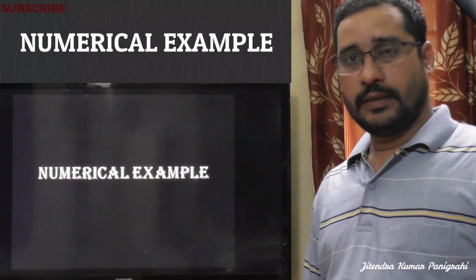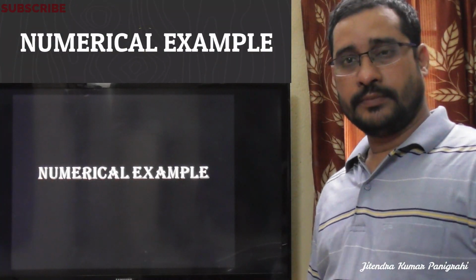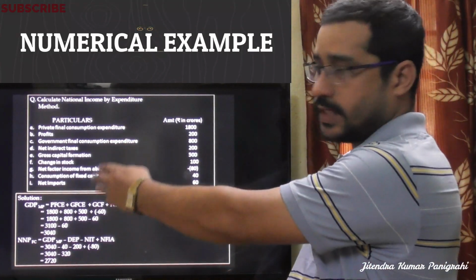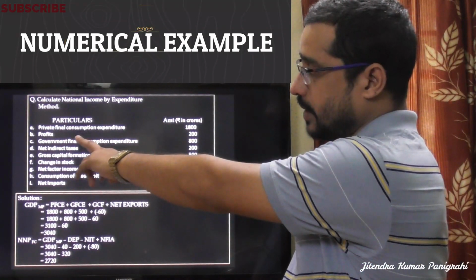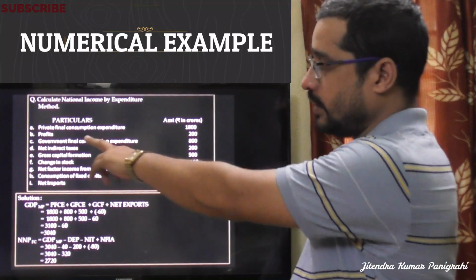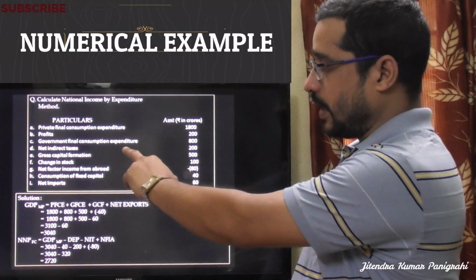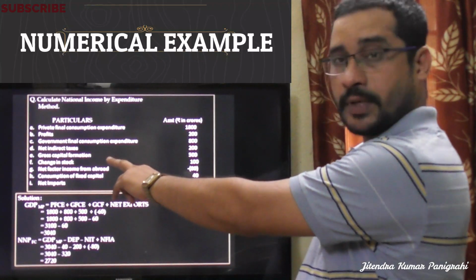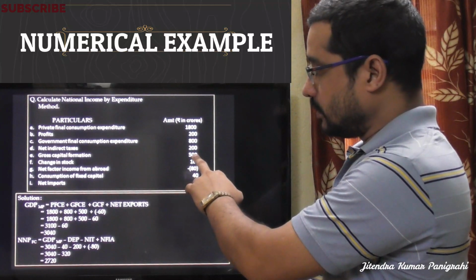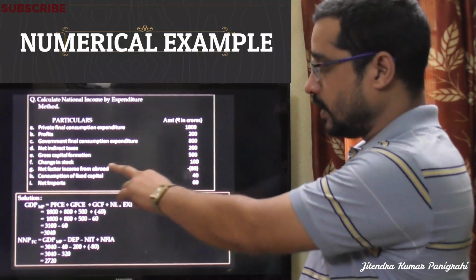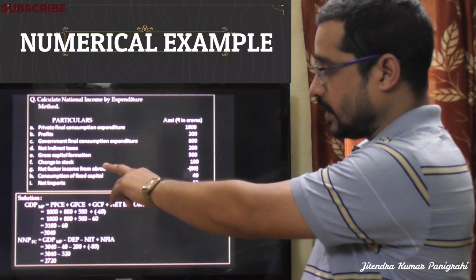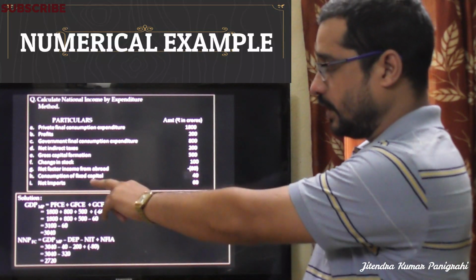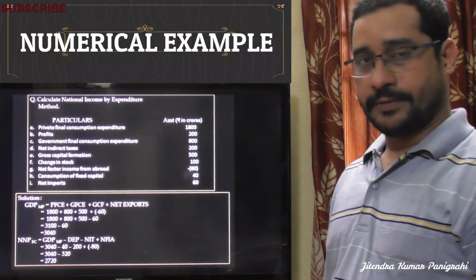Next, let me have one numerical example. Here, the following particulars are given: private final consumption expenditure 1800, profit 200, government final consumption expenditure 800, net indirect tax 200, gross capital formation 500, change in stock 100, net factor income from abroad is minus 80, consumption of fixed capital is 40, net export is 60.